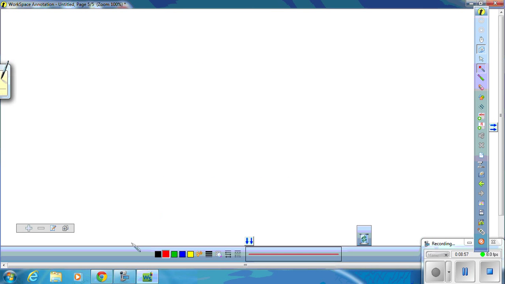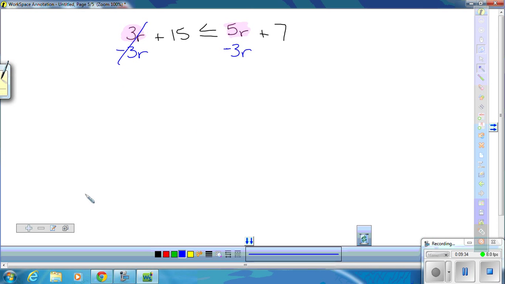So if I have 3r plus 15 is less than or equal to 5r plus 7. So we've got variables on both sides. And if you remember from when we were solving equations, when we have variables on both sides, we have to get our variables together on the same side. So I need to get my 3r and my 5r together. So I'm going to subtract 3r from both sides. That's going to give me no r's on this side, so I just have 15 left on this side.